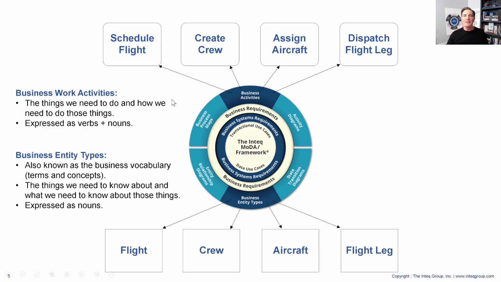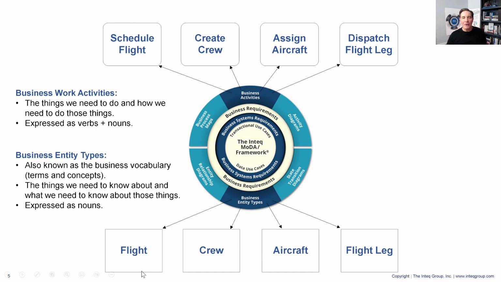All right. So at the top half, we're dealing with business work activities and business processes, all the things we do. I got to schedule a flight. I got to create a crew. I got to assign an aircraft to a particular flight leg. I got to dispatch that flight leg. All right. Verb nouns. What do we do? What do we do it to?